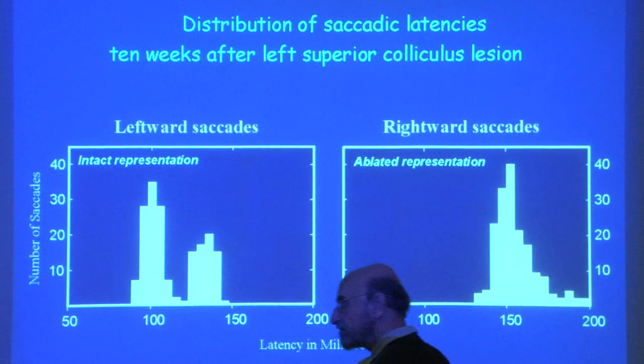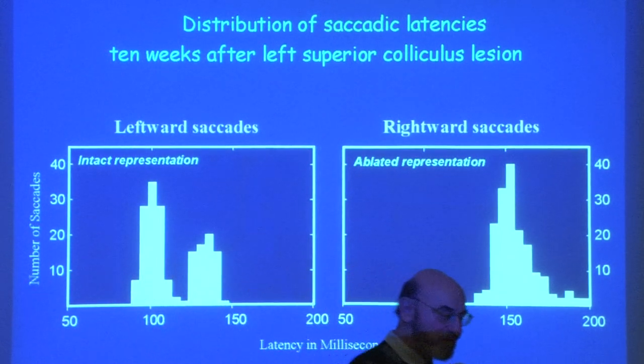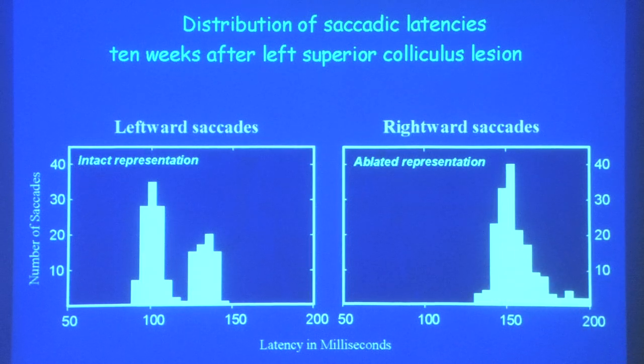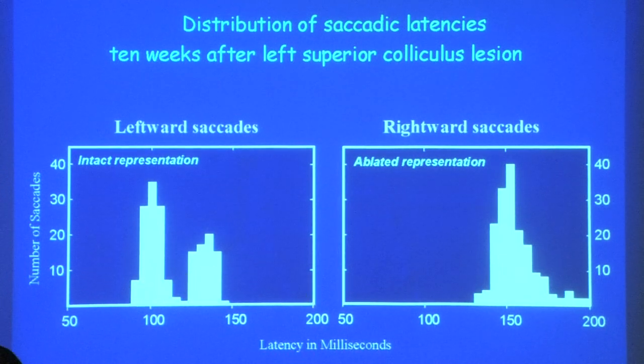So this clearly points out the fact that your ability to make these rapid reflex-like saccades is something that's got to go through the superior colliculus. Okay? So now we can ask the question, well, what about if one makes lesions in the frontal and medial eye fields? All right? So think about that for a minute. What would you predict?